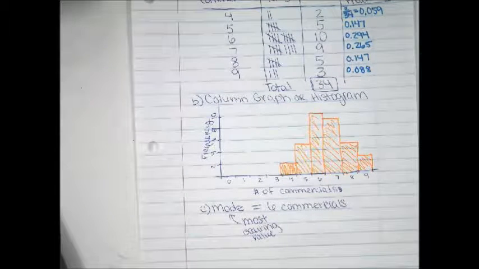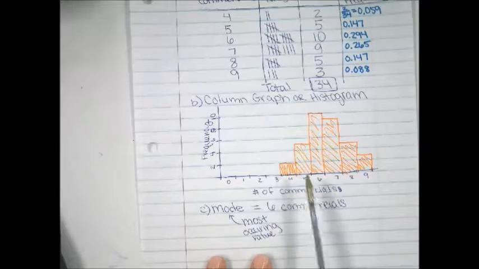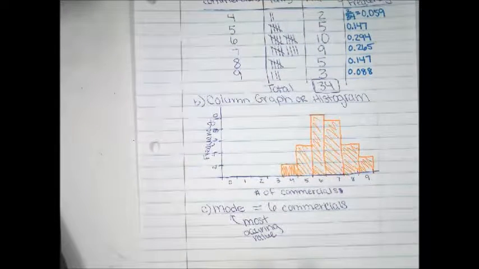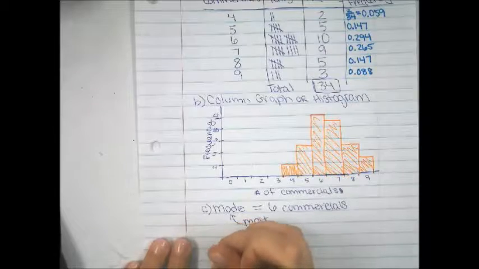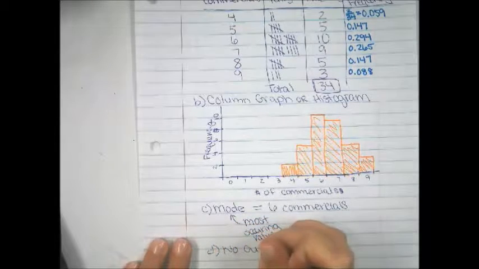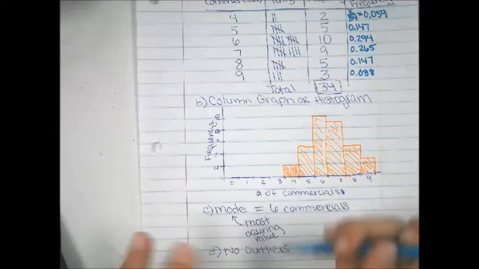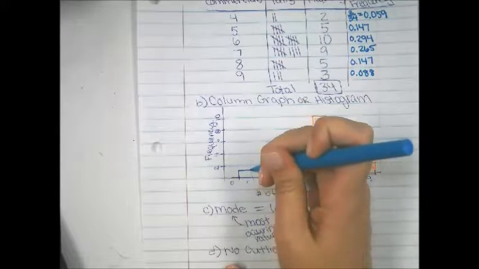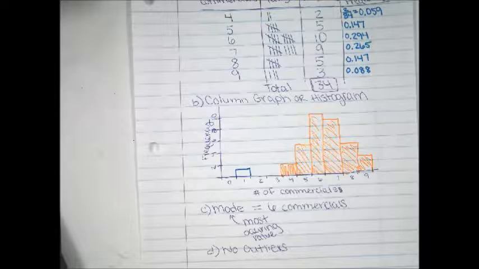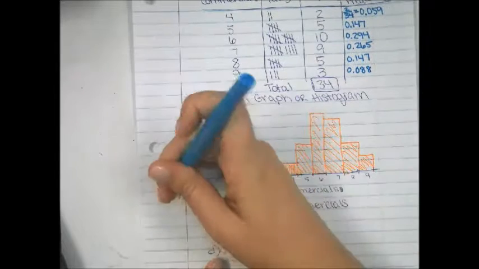On part D, it says describe the distribution. Are there any outliers? So an outlier is a value that's separated from the rest of the values. All of our values are clustered together. So there's no outliers. So on D, now this isn't one of our data points, but what would an outlier look like? It'd look like this, okay?